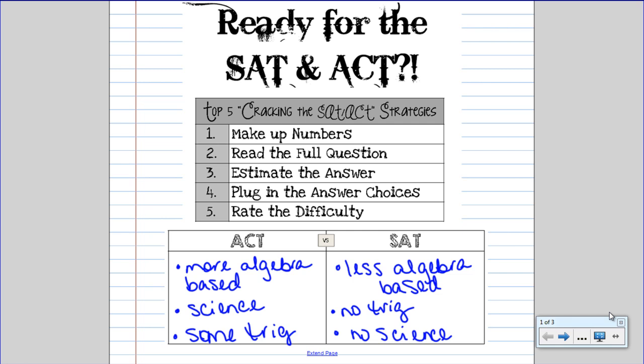And number five, rate the difficulty. Start with the easiest ones. Do those really easy ones first. Make sure that you get those out of the way so that when you get to the harder ones, it's not such a big deal if you miss those because you make sure you got all the easy ones right.